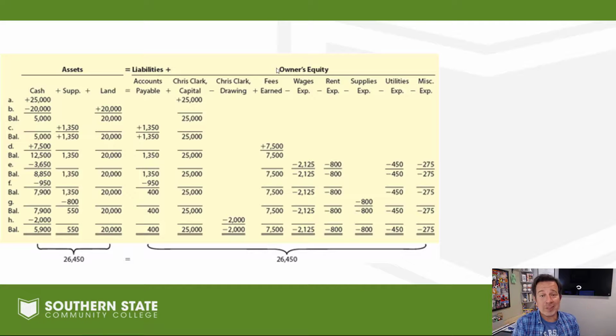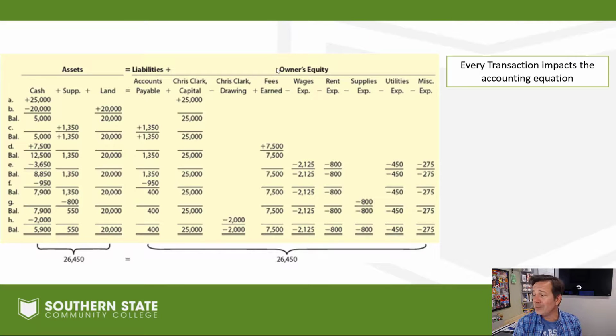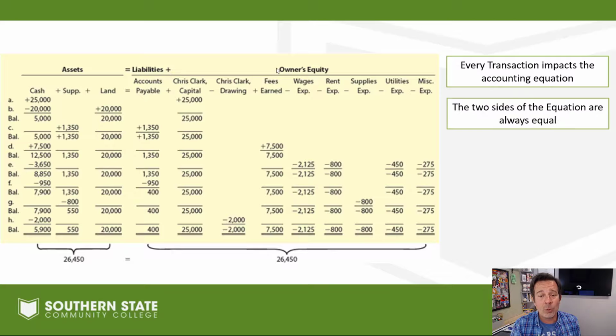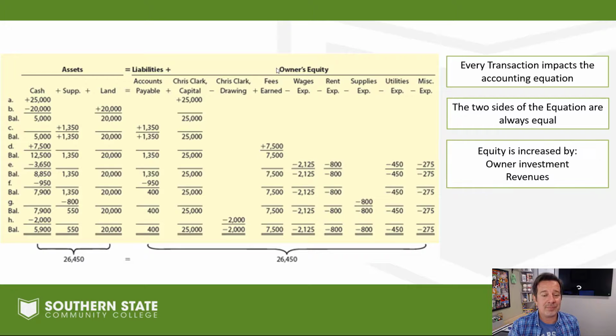So our takeaways here as we plug transactions into our accounting equation. First of all, every transaction that we have is going to impact the accounting equation in some way, shape, or form. The two sides of our equation are going to be equal after every transaction. If they're not, we've messed something up and we've got to fix it. All right? The accounting system always has to be in balance, always has to assets equal liabilities plus equity.